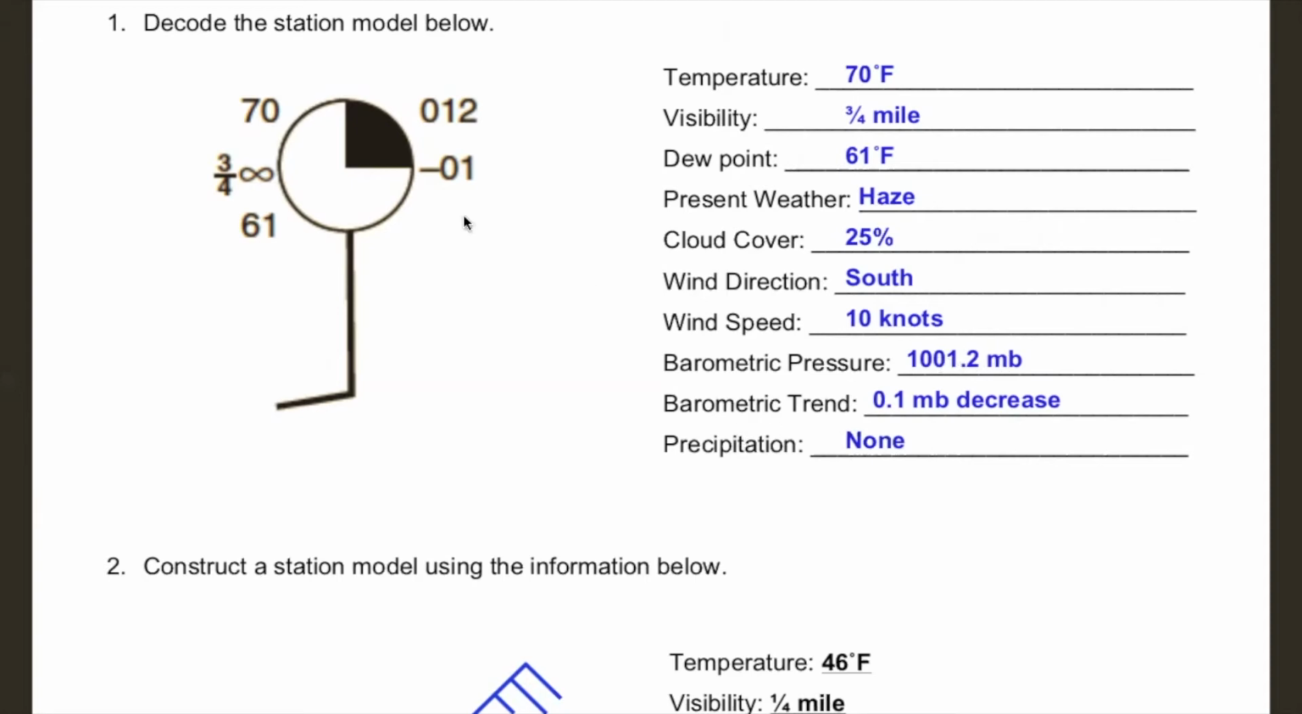Barometric trend, we got a minus, so that means decrease. So in the past 3 hours, what's happened? You just put a decimal point in between these two, 0.1 millibar decrease. So the pressure's gone down, okay? And precipitation, well, if there was precipitation, it'd be right here in the bottom right, but since the bottom right has nothing, there is none, okay? These aren't that difficult if you just take your time and go piece by piece.